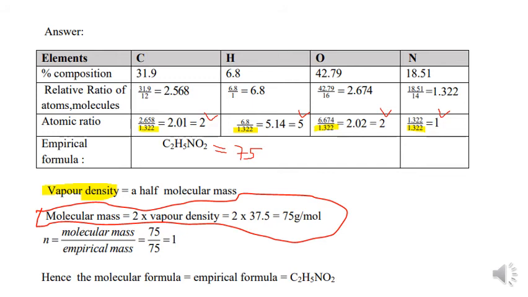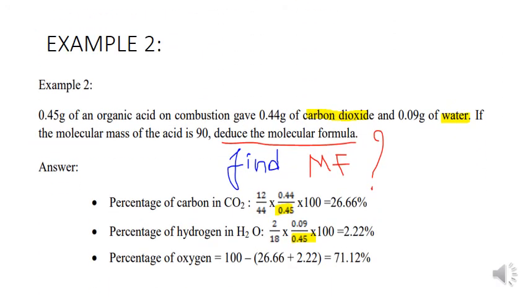You understand? Another example: how to deduce a molecular formula. We have a mass of organic compound. Combustion gave this mass of carbon dioxide and this mass of water. If the molecular mass of the acid is this one, deduce the molecular formula. Find the molecular formula. Percentage of carbon is equal to this. Take 12 over this, multiply with this mass of carbon dioxide over this mass, times 100. We found the percentage.